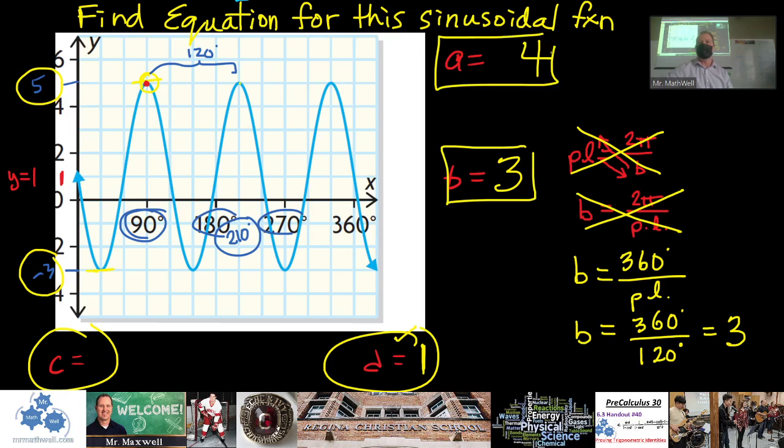We got A is 4 and B is 3. You guys good? Follow me there so far? All right, we know that this graph has been moved up 1, but what we don't know is how far this graph has been shoved over left or right.